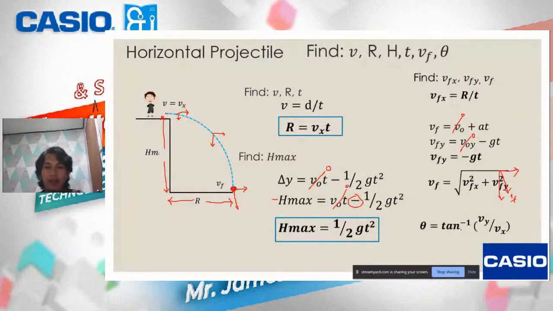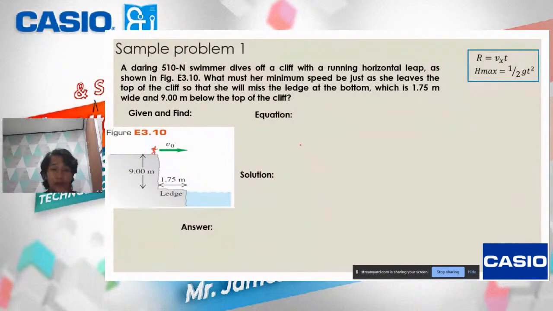Now let's try it, or let's use this equation by solving this problem. Okay? So this problem, galing ito sa University Physics. So tingnan natin kung masasagot natin siya. Okay? So let me read. A daring 510 Newton swimmer dives off a cliff with a running horizontal leap as shown in figure 310.